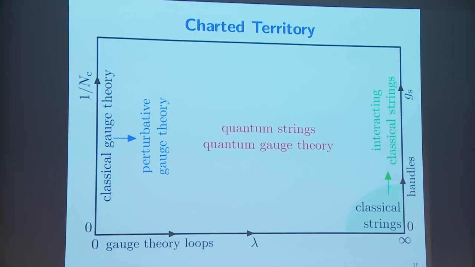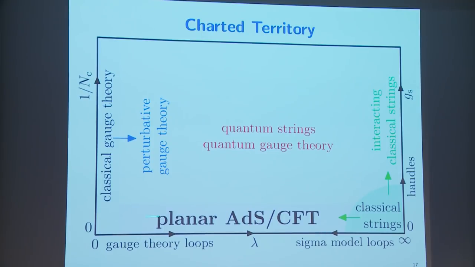Either you look at adding interactions to strings, where strings can split and join, and that amounts to adding handles to the string worldsheet. And here, when you have a curved target space, then the worldsheet theory is a quantum field theory with a parameter, and you can do expansions. These are curvature corrections to the classical strings which sit here. And in this way, you can also approach the quantum string regime, which sits anywhere in the middle of this chart.